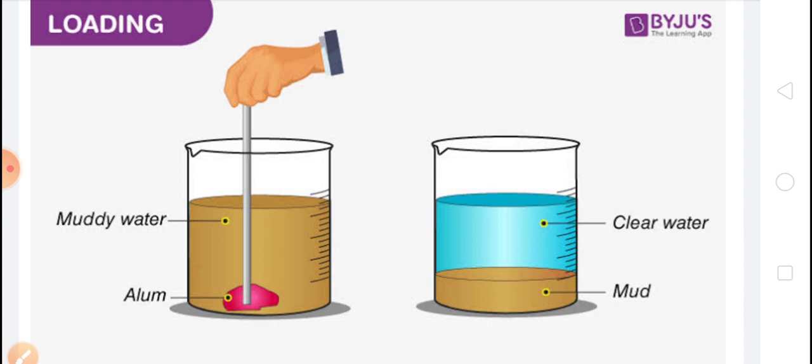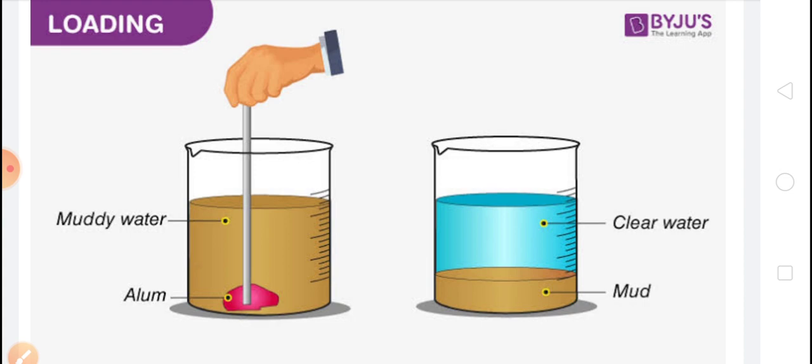This fitkari makes the sediment heavier, like mud. Mud gets heavy and settles down at the bottom then. The heavier particles settle down as a sediment at the bottom, and the clear water can then be decanted off. Most of the water treatment plants in cities use this method to clean river water and canal water for our domestic use.